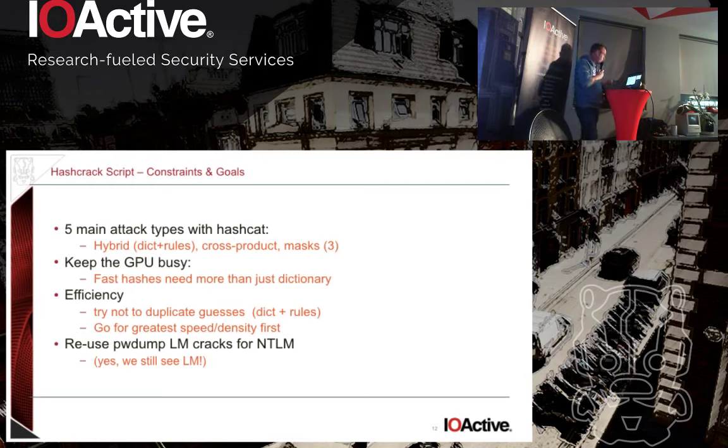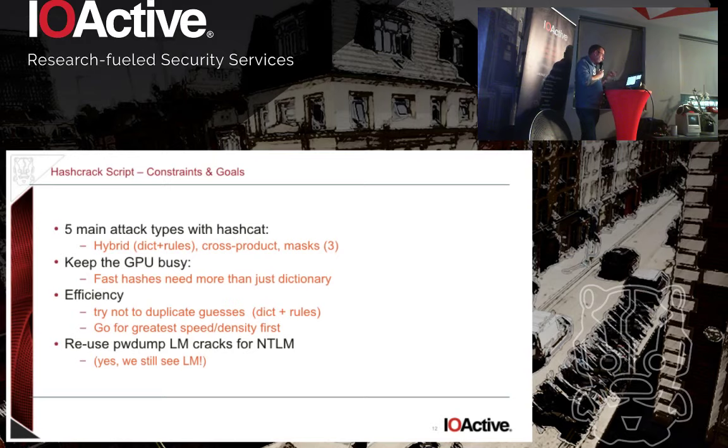What I call cross-product mode takes two lists of words, and basically it's every combination of the first word being in the first list and the second word being in the second list. And then you've got your mask mode, where you can just say an uppercase, four lowercase, and a special character. I've put three mask modes because you can also run them with a dictionary on the left and right mask.